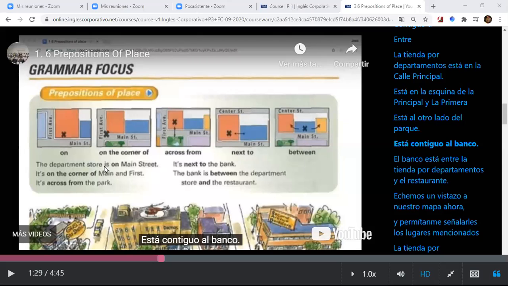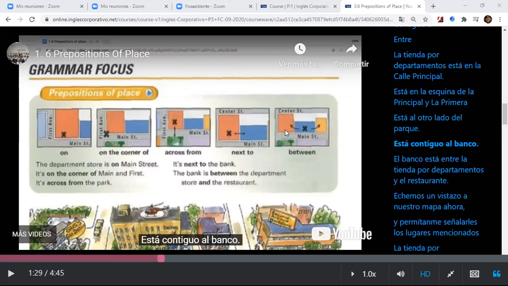And we have the example, the department store is on Main Street. Look, Main Street, calle principal. And it's on the corner of Main and First. Está entre la esquina de la calle principal y la primera avenida. It's across from the park. This is the park and across we have the department store, right? It's next to the bank. There is the bank and next to the bank we have the department store, right? And then the bank is between the department store and the restaurant.